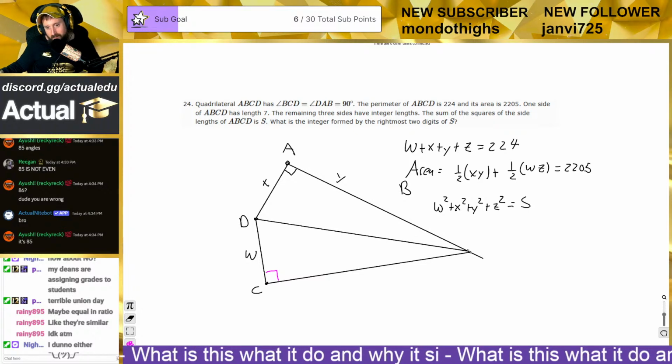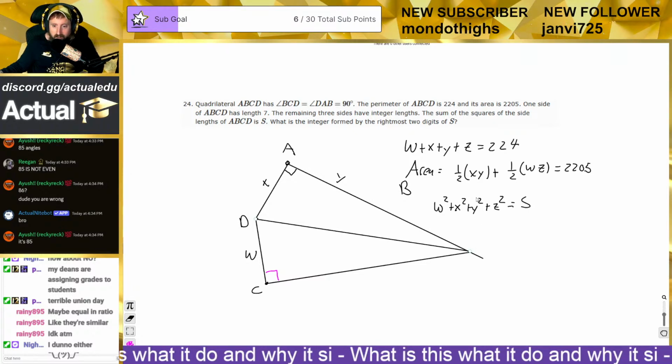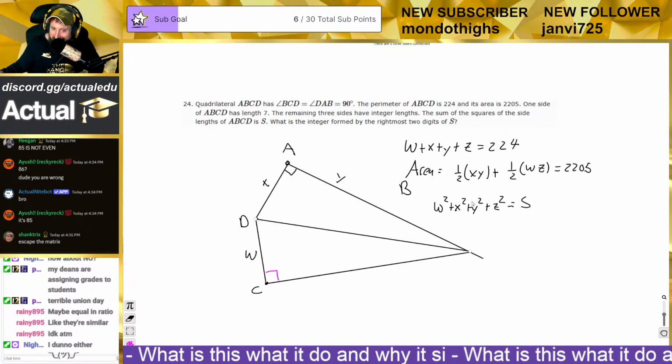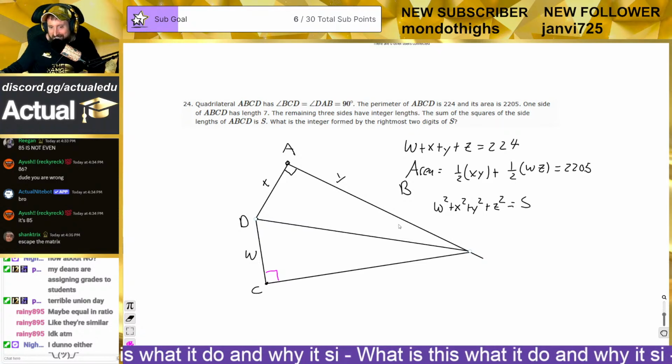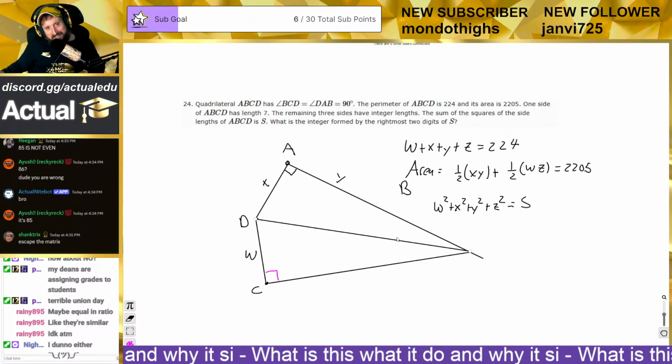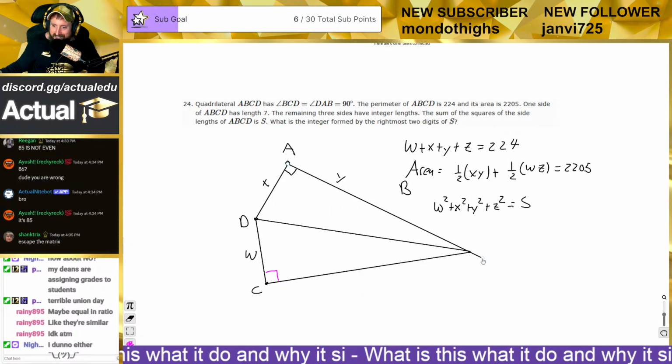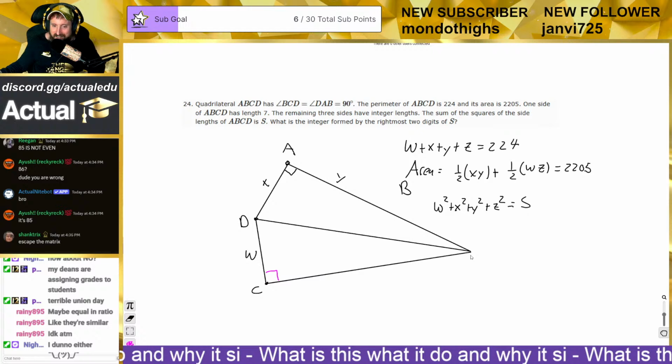Okay. Wait. Are those not the same length, though? Are they not the same length? I feel like they have to be. Doesn't this have to be the same length as this now? Damn it.